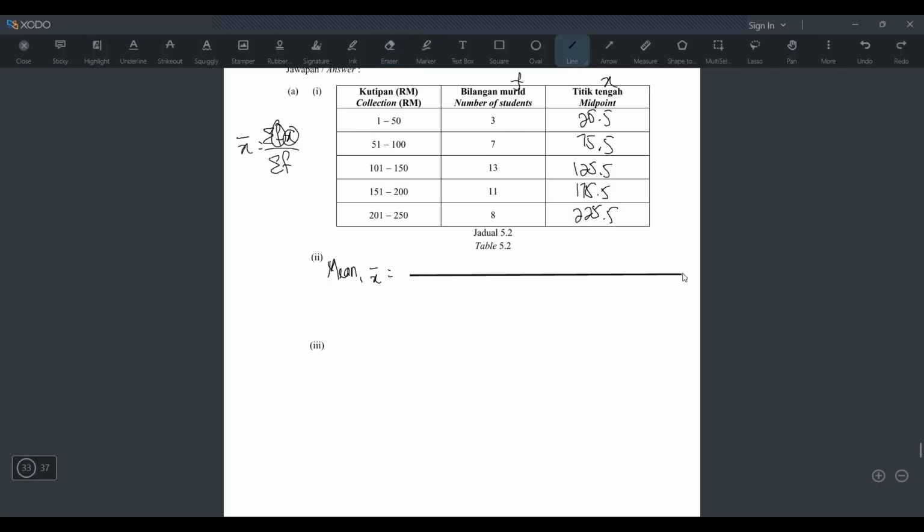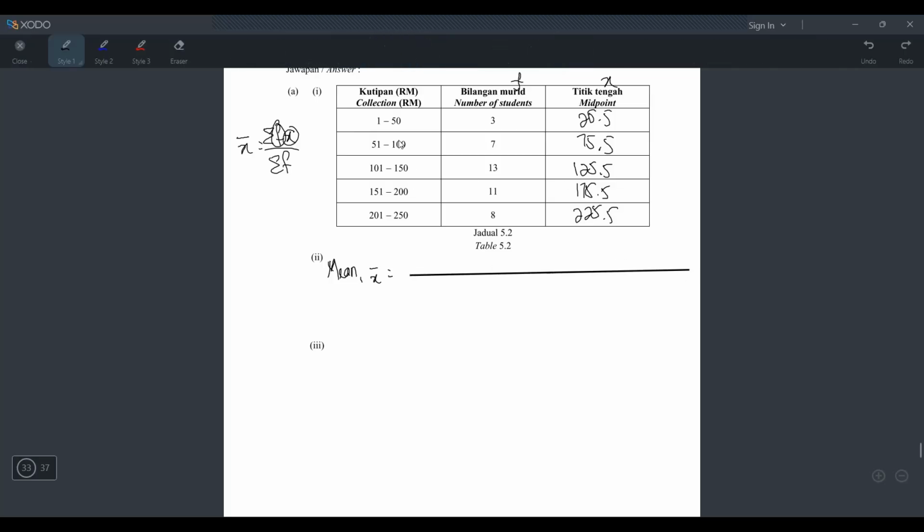Okay, let's draw a line here, and then we use the formula. So multiply: 25.5 times 3. I know the formula is f times x, but you can take x times f also. It's the same, 3 times 25.5, 25.5 times 3. Plus 75.5 times 7 plus 125.5 times 13 plus 175.5 times 11 plus 225.5 times 8.